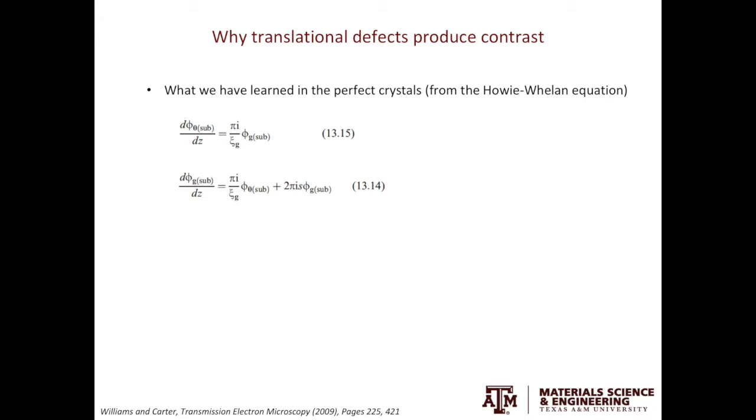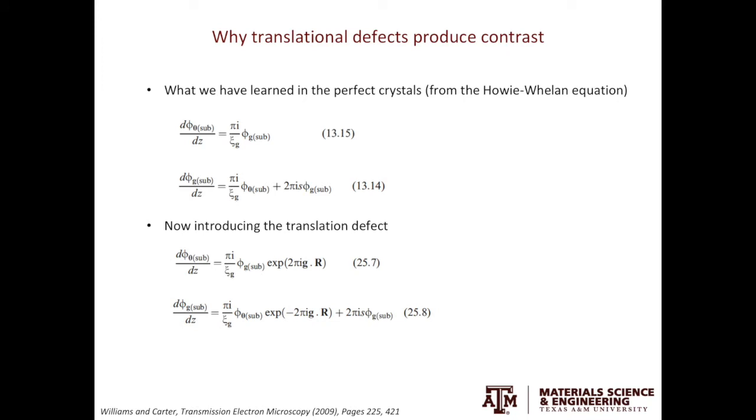With the presence of a stacking fault in the crystal, you slightly rewrite these two equations into this. The additional term is exponential 2 pi i g dot r, while everything else is kept the same. And 2 pi g dot r is called the phase factor. This is the phase difference caused by the presence of the stacking fault.